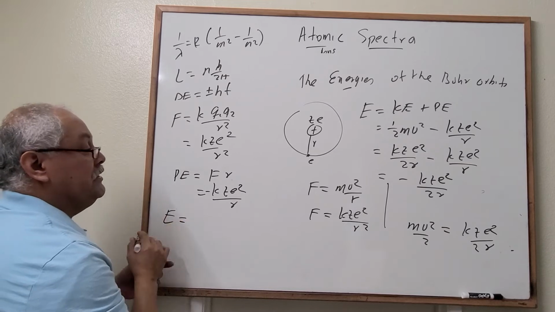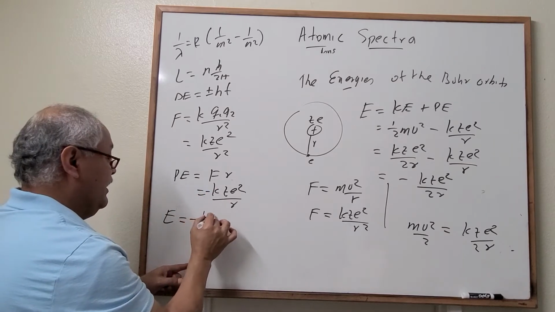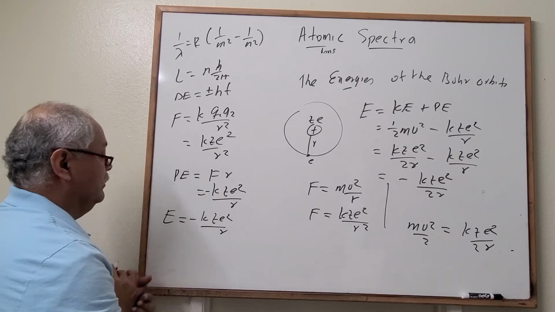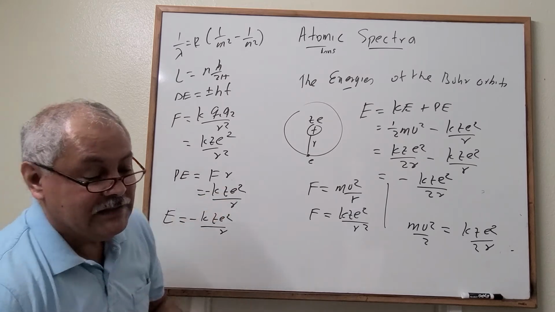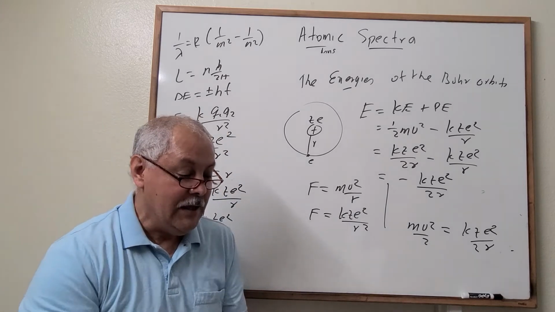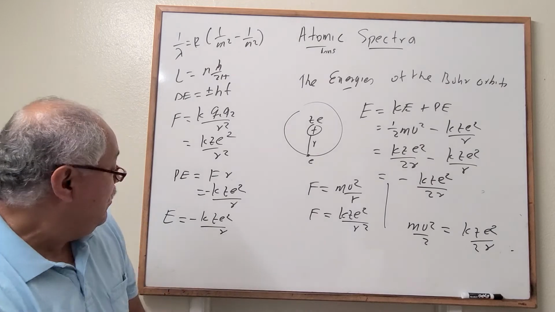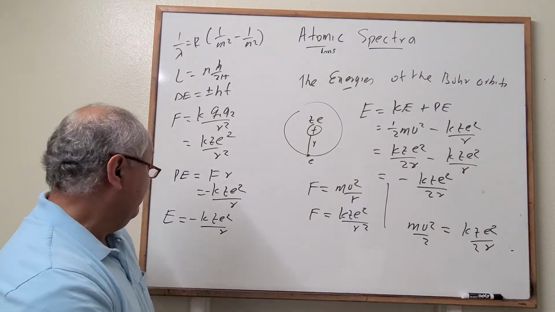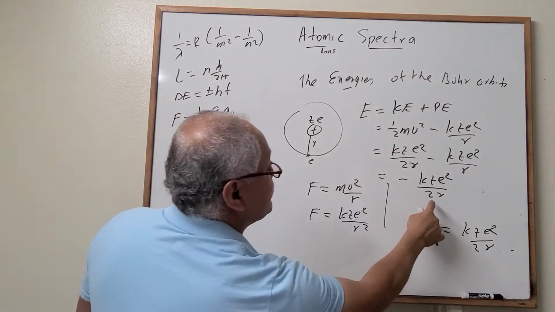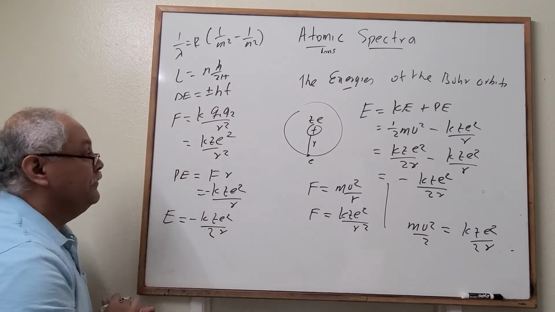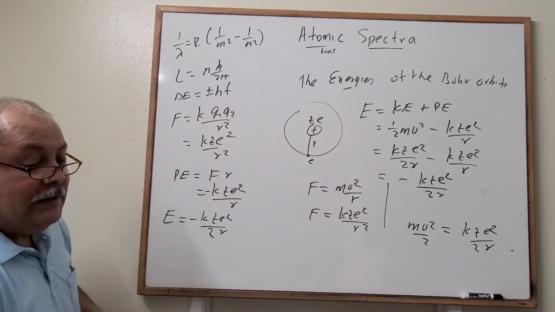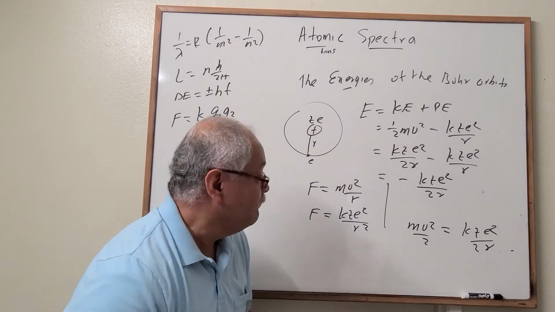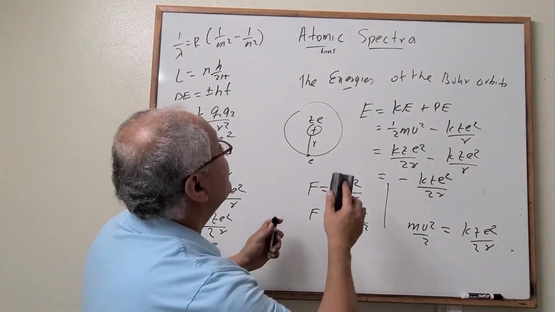That's the total energy of that system. Okay, perfect. Now, what else do we have? Let's divide by 2 right here. Okay, now let's go to the angular momentum. Let's go to the angular momentum.